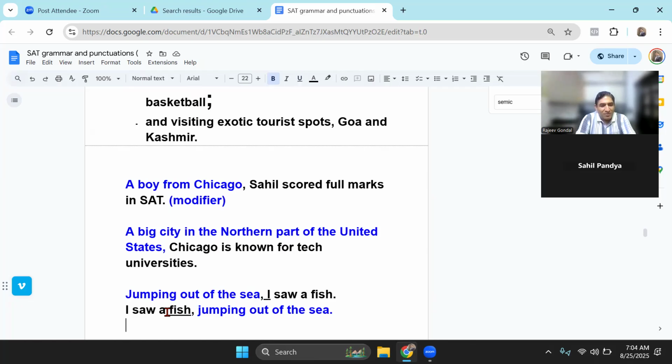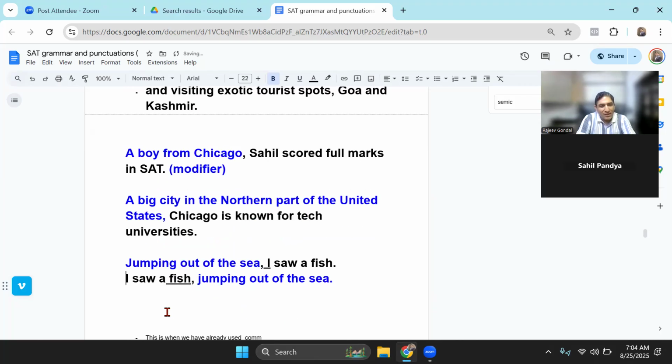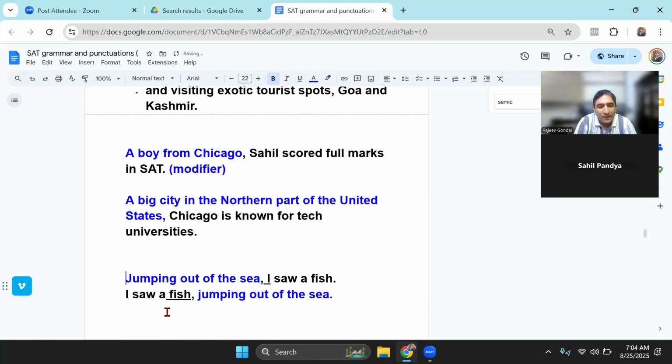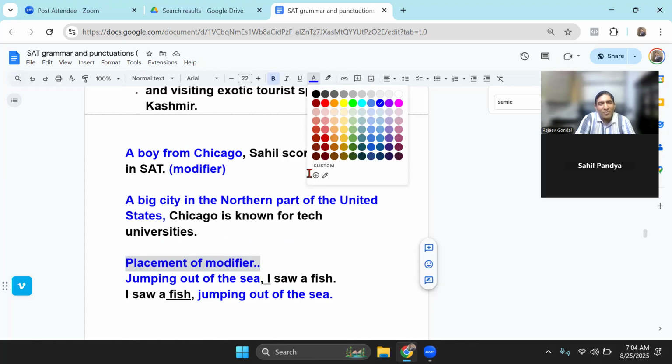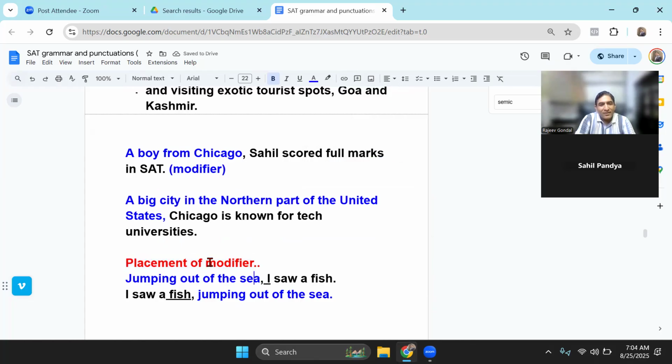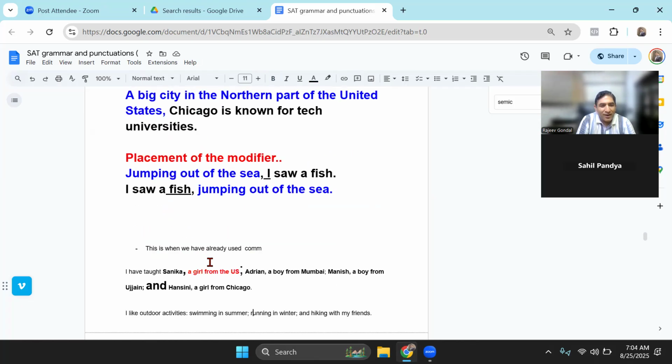So, what do we learn from this? That the actual word that's getting modified has to come first, because it doesn't work the other way, right? Jumping out of the sea, I saw a fish. Absolutely, you got it. Placement of modifier. Where you place the modifier is important because it can change the meaning of the sentence otherwise. The modifier has to be placed right before or in close proximity to the object modified. So that's about modifiers. And you got this now.